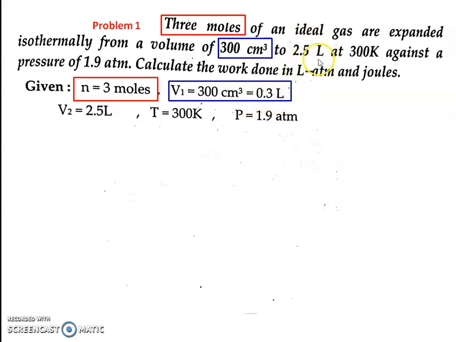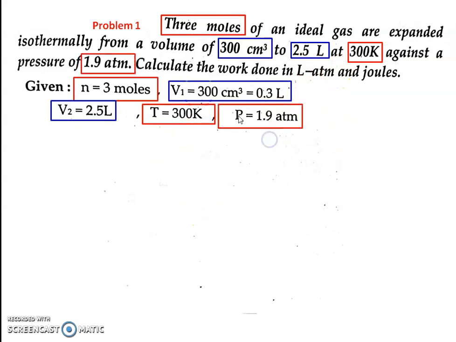The final volume is given in liters, and therefore this initial volume is also converted into liters. Actually 1000 cubic centimeter is equal to 1 liter, and therefore 300 cubic centimeter is equal to 0.3 liters. Final volume is given, it is 2.5 liters. Temperature is given, it is 300 Kelvin. Pressure is given, it is 1.9 atmosphere. And we are going to find out the work done in liter atmosphere and joules.